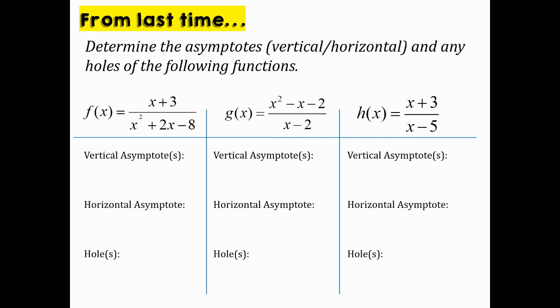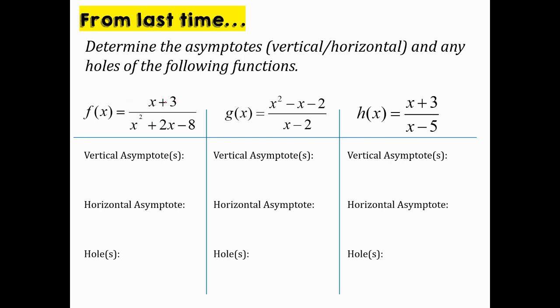So let's start off with a few things from last time. Our goal with these three questions, f of x, g of x, and h of x, of these three functions, is to determine the asymptotes, both vertical and horizontal, and any holes that may exist, right? So this might be a good place, I know it's early in the video, to pause and try this, right?